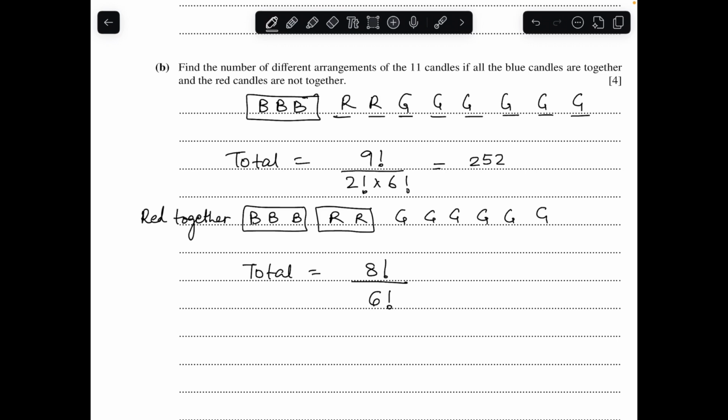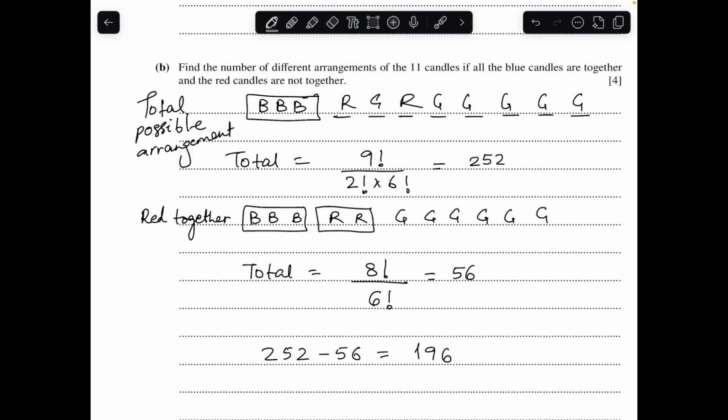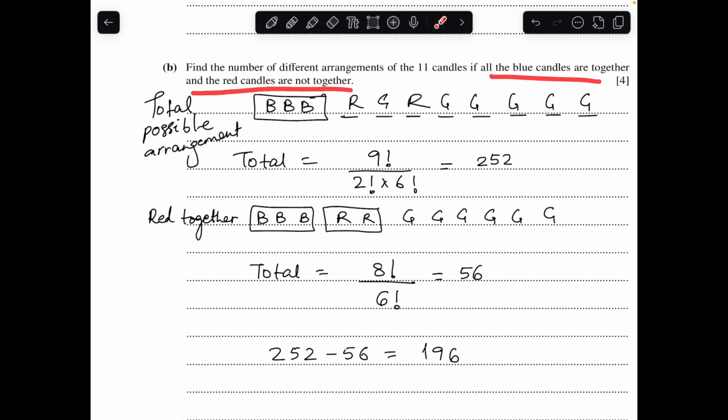Although I have written the reds here together, it doesn't necessarily mean that the reds are together. Over here is the total possible arrangements, and the one below is when we have the reds together. So all minus together is going to give you, let's work this out, this is 56. So all minus together gives the number of arrangements, 196, when the blue candles are together and the red candles are not together.